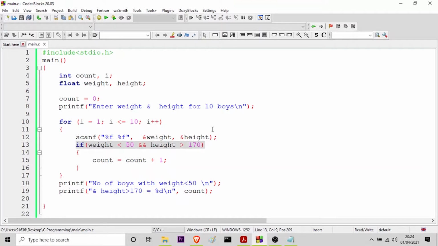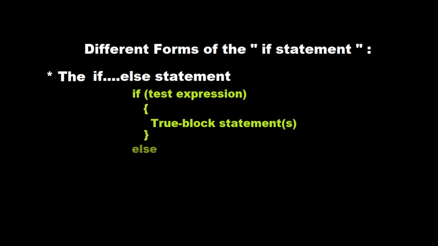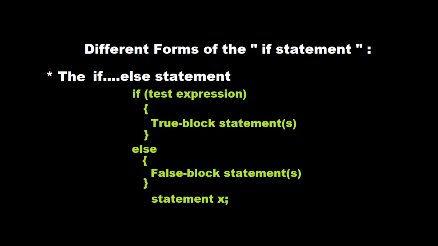So now let us move on to the next one, which is the if-else statement. So the if-else statement is an extension of the simple if statement. The general form is, as you can see in the diagram, if test expression, true block statements, else false block statements. Then finally the statement X. So here, if the test expression is true, then the true block statements immediately following the if statements are executed. Otherwise, the false block statements are executed. In either case, either true block or false block will be executed, not both. So whichever is true will be executed.